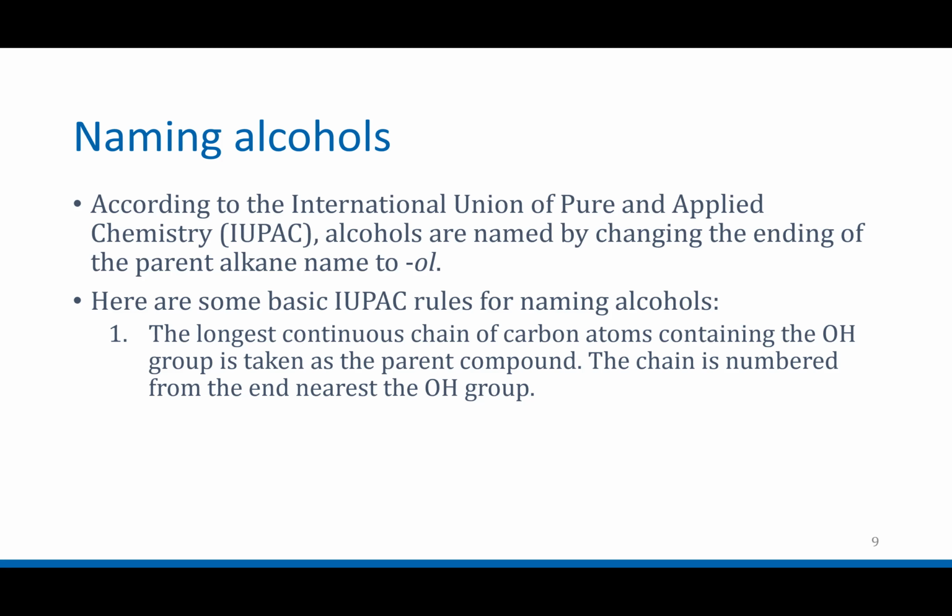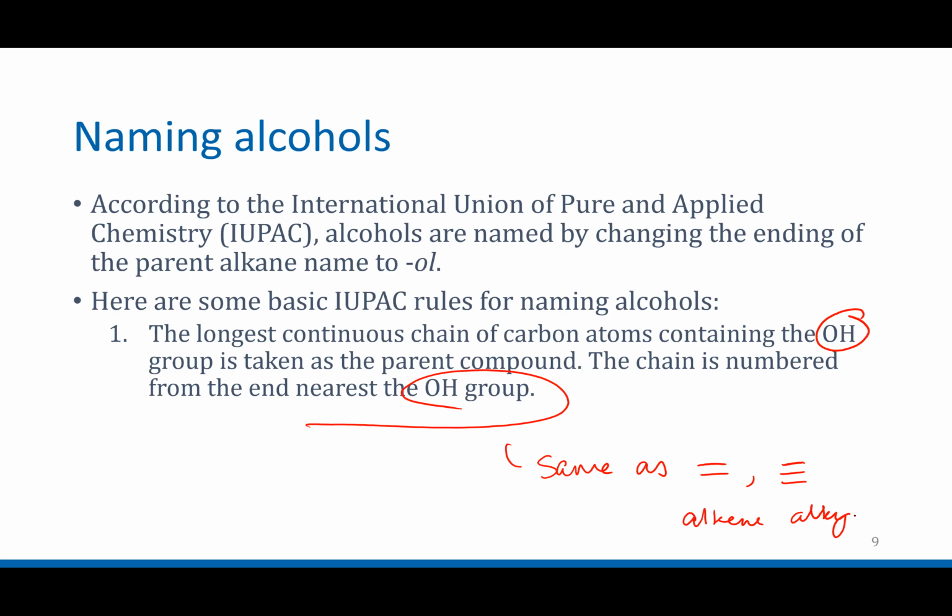Okay, so rule number 1. You guys will notice some similarities here. The longest continuous chain of carbon atoms containing the alcohol, the OH, is taken as the parent compound. The chain is numbered nearest to the OH group. It's the exact same as when you do an alkene or an alkyne. Remember that back in chapter 3? When you name an alkene, you take the longest carbon chain that has the double bond, you number it closest to the double bond, and that's your parent chain. So the same thing for alcohols.